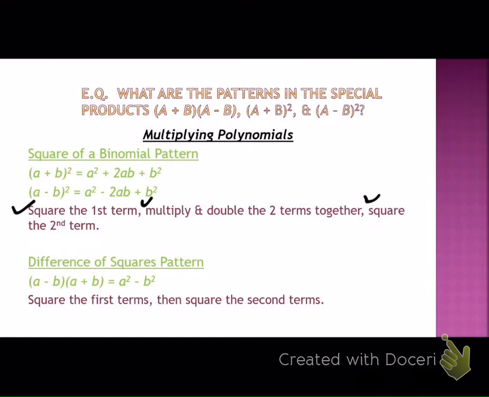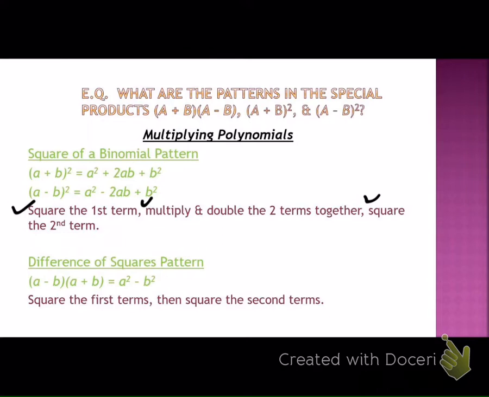We multiply. So we take whatever terms are in the parentheses, we're going to multiply them and double it. Double it. Are we squaring it or are we multiplying it by 2 if we're doubling it? Multiply by 2. So be very careful. We're going to multiply the terms together and then we're going to double our answer. And that is going to be our middle term. All right? So that's the first special product. It's when a binomial is being squared.